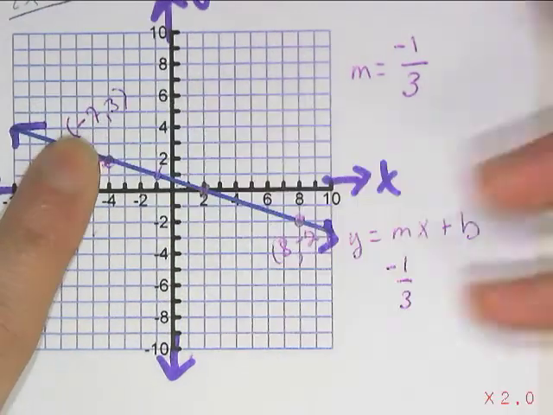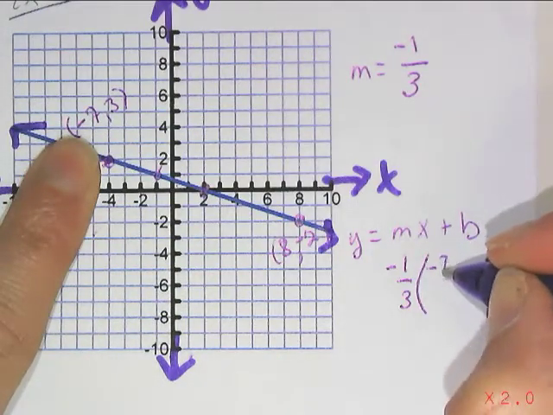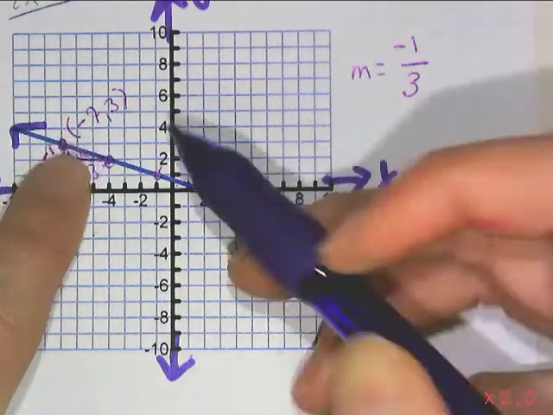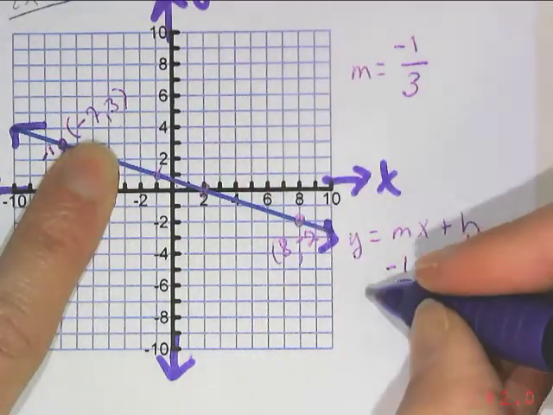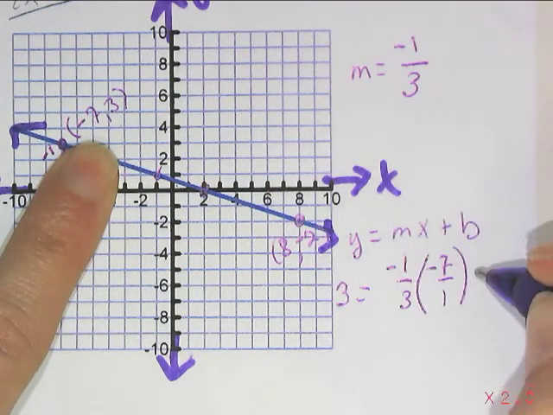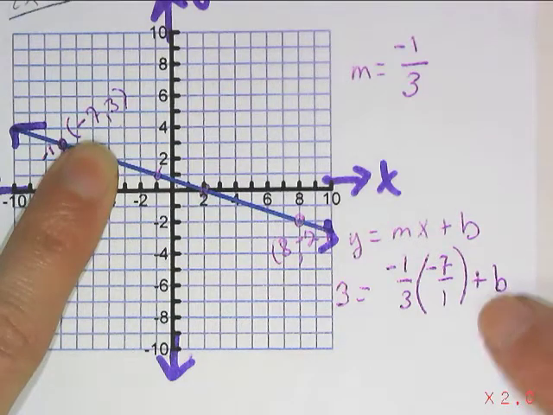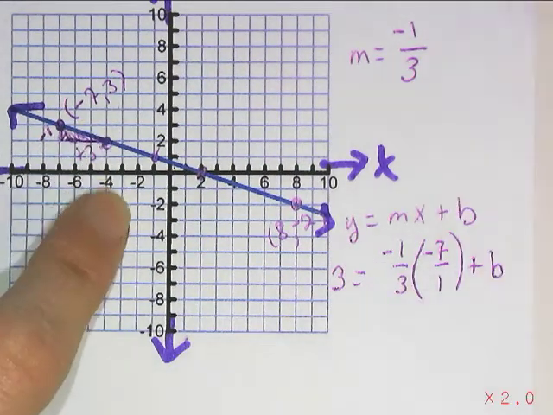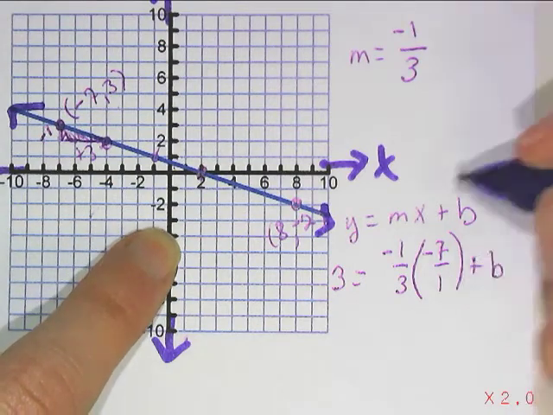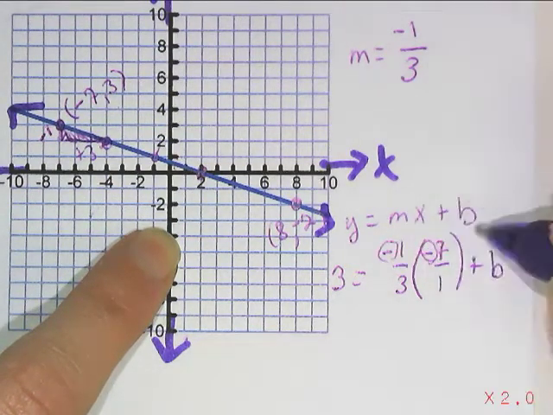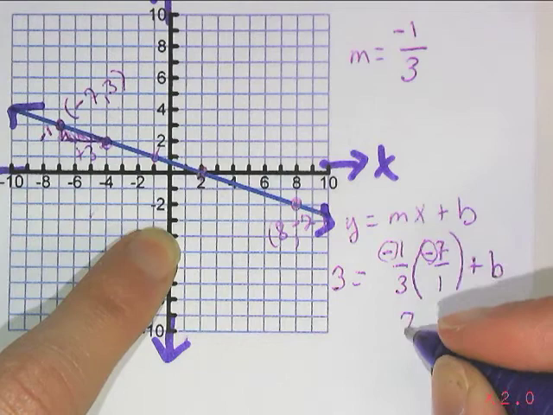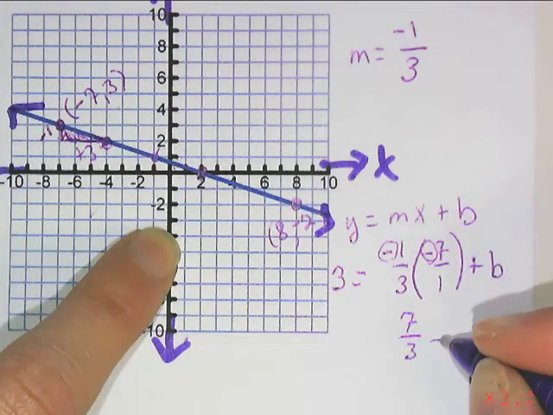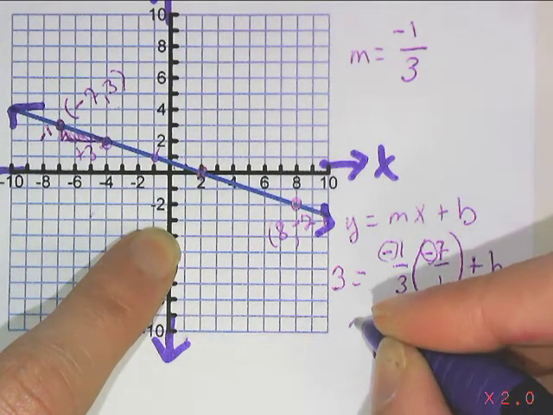So x is -7, so I'm going to plug it in here. Its corresponding y is +3, so I'm going to plug it in here. And then I'm going to algebraically solve for b. So I do the math like so. A negative times a negative is a positive. I can't cross simplify. That's +7/3 plus b is equal to 3.